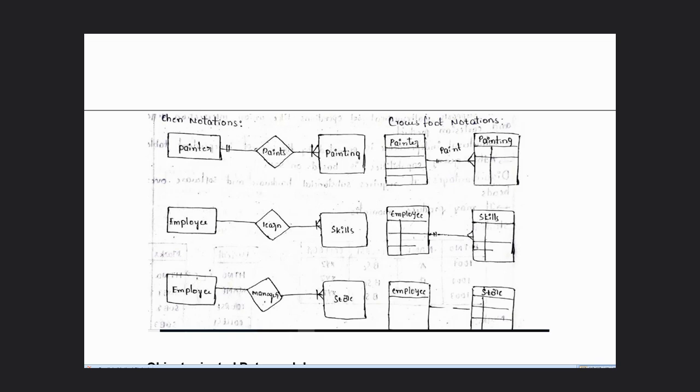In the next video we will discuss the object oriented data model and the extended relational data model.